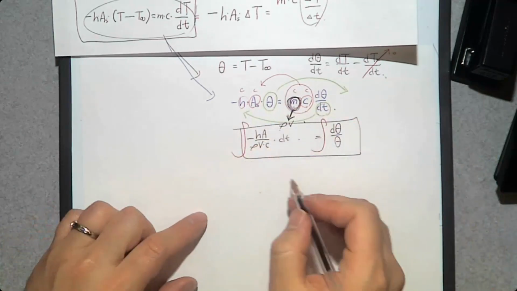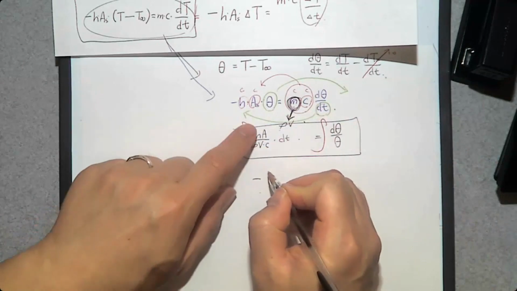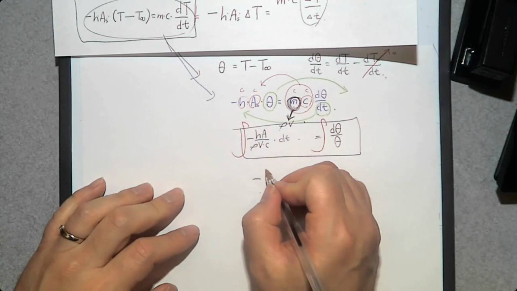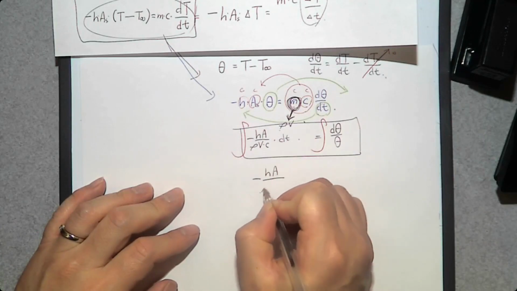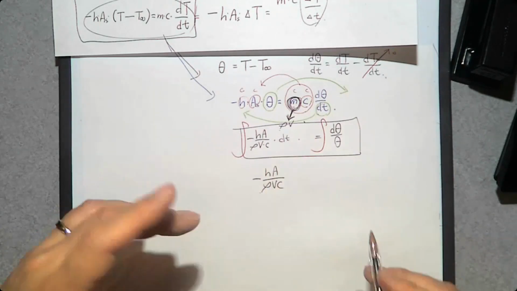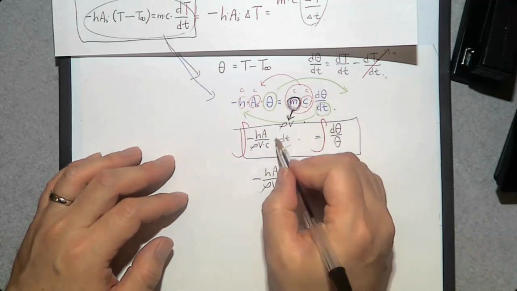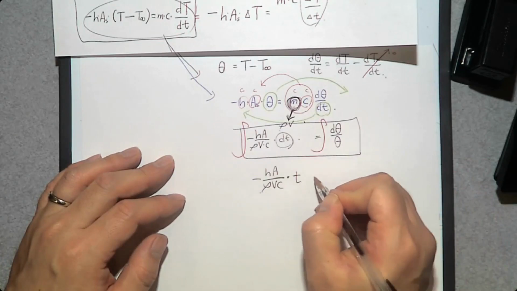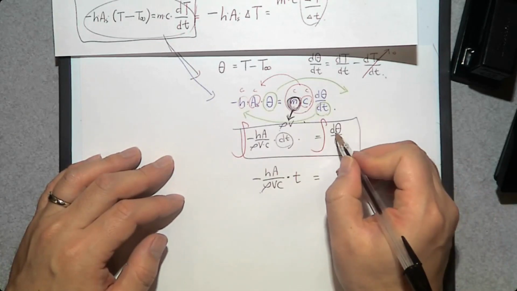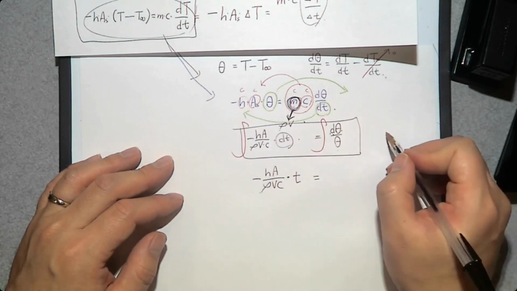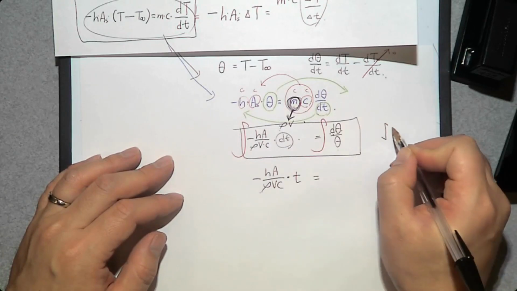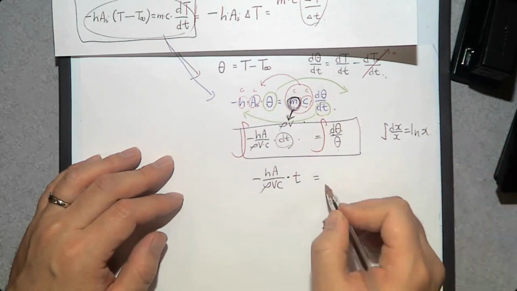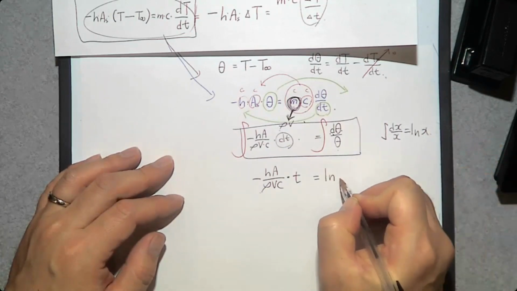What is the left-hand side? Minus hA over rho V C. They are all constants. So we can just say hA over rho V C. There's nothing wrong because they are constant. We have a dt. The integration of dt is going to be just temperature at time t. And what is the integration of d theta over theta? Integral dx over x is going to be natural log x. So we can say natural log theta.